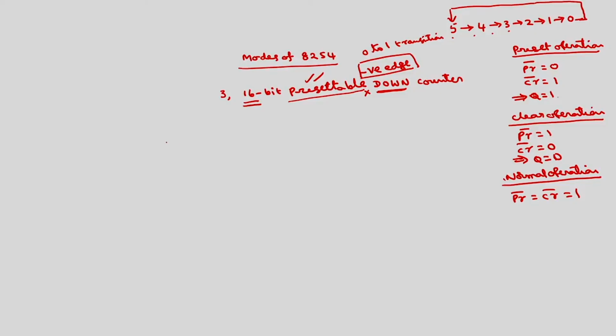So, if I take mode 0, there are 6 modes of operation. Mode 0 is interrupt on terminal count.